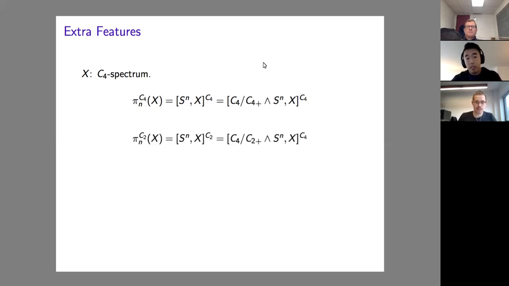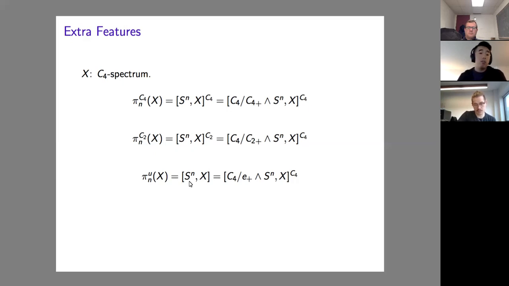But what I can also do is that, well, X has a C4 action, but I can just restrict my attention to the C2 action, where C2 sits in C4 as a subgroup. And I can take the C2-equivariant maps from Sn to X, and model by homotopy. And also, I can just forget the C4 action and treat X as a non-equivariant spectrum and take its usual classical homotopy groups. So in this case, when X is a C4-equivariant spectrum, I have three kinds of homotopy groups. One is the C4-equivariant, one is the C2-equivariant, and one is the non-equivariant.